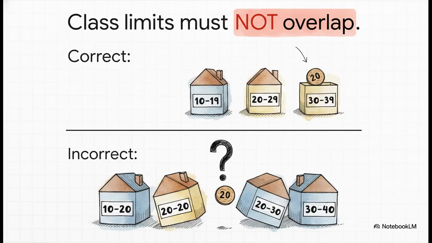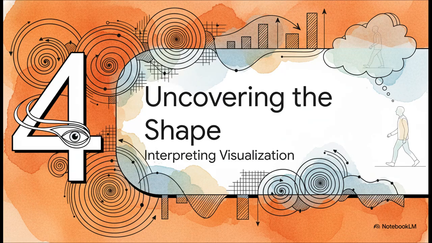And this right here, this might be the most important rule of all when you're setting up those classes. They cannot overlap, ever. If one class ends at 19, the next one has to start at 20. Think about it. If they overlapped, where would you put the number 20? Every single data point needs one and only one place to call home. No exceptions.